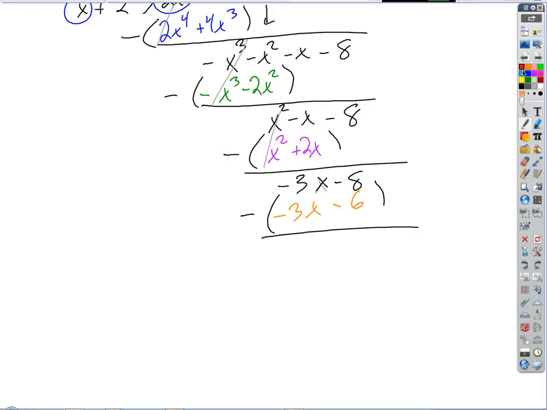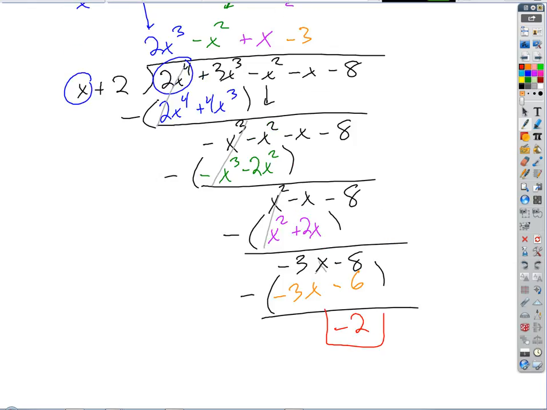And what do I get? Plus 2. Hang on. Sure? Negative 2. Negative 8 minus negative 6 would be negative 8 plus 6, which is negative 2. And that's my remainder, isn't it? And we know that's my remainder because that's a constant, but also because x won't divide into that anymore, right? So we're stuck with that.